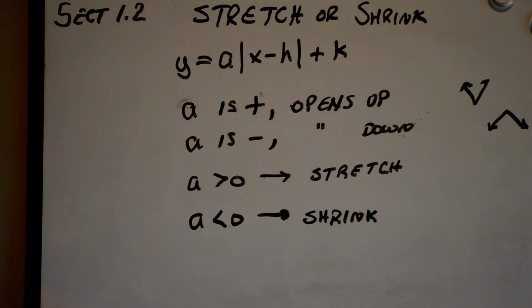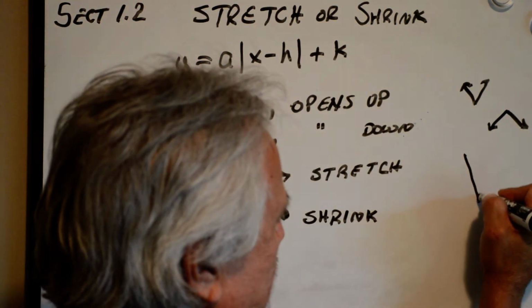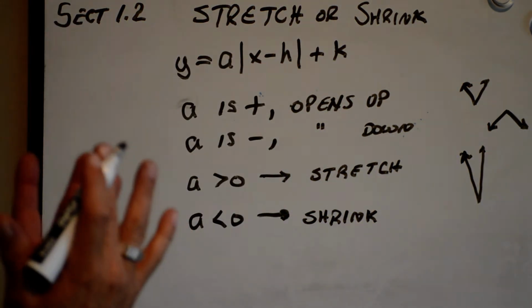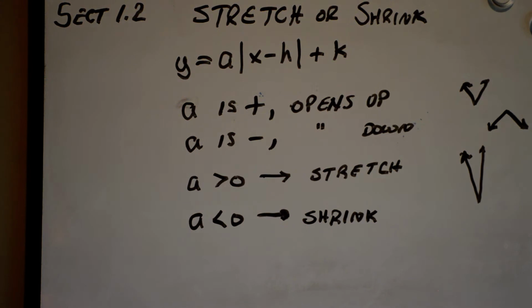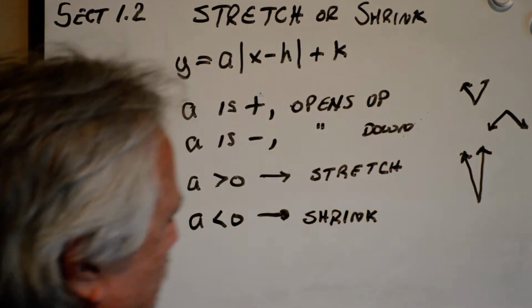If A is greater than 1, that absolute value guy is going to stretch. It's going to get long and skinny. The higher that number is, the skinnier it'll be, the more it will stretch. And that's basically going to be your slope. We can find that with the slope.